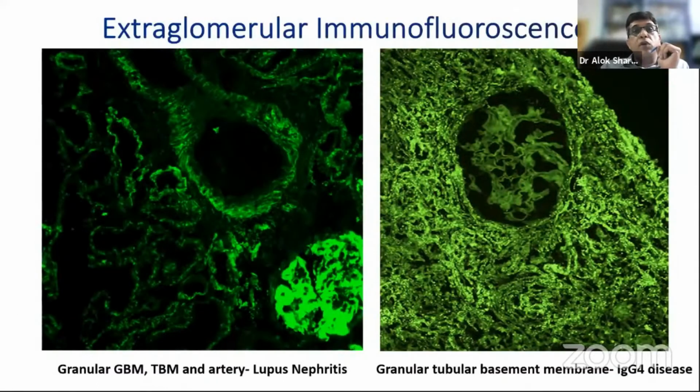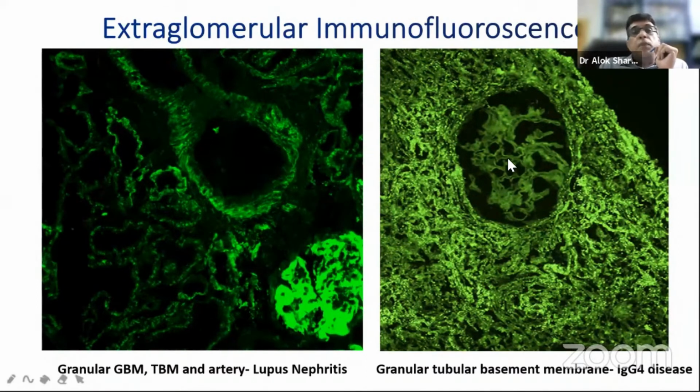Now, coming to extraglomerular sites. Once we've looked at the glomeruli, we also simultaneously need to focus on the extraglomerular sites. As you can see in this picture, there is a pan-compartmental stain. You can see a glomerulus here, tubules here, and a vessel here. All three are staining in a granular pattern. This is typical of a lupus nephritis.